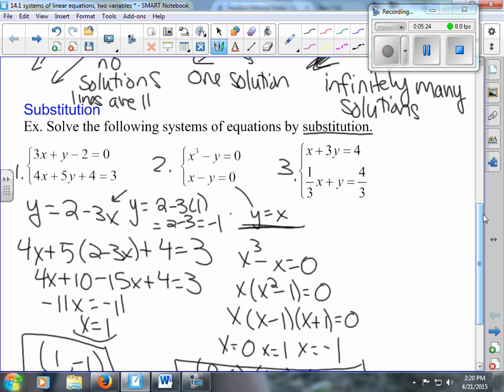And then finally, number 3, I'm going to leave this one to you. Solve either the first one for x or the bottom one for y. It doesn't matter. Do your substitutions and solve for x and y.